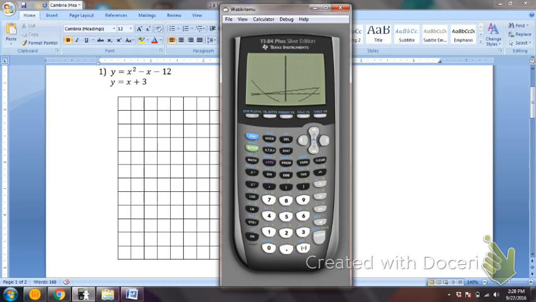So if you're having trouble with your Zoom window, looking at what your graph looks like, we're going to hit Zoom, number 6, and your graph should look like this. Is that what yours looks like now? Everyone match mine? Okay. The next thing we're going to do is find the two places where my graph is intersecting. Do you see that your graphs are intersecting at two different spots? You guys see that? Okay.